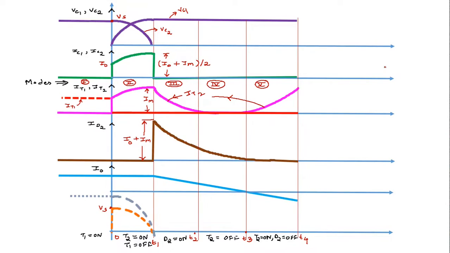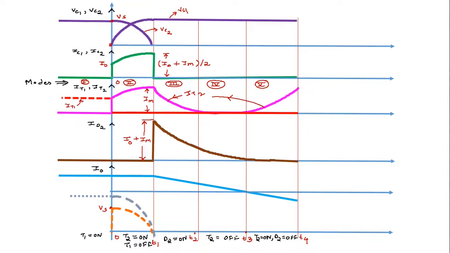Now we will understand the output waveform for the mode number 1 operation. So this mode number 1 operation will be studied before time t equal to 0. Before time t equal to 0, here we are seeing that the voltage across the capacitor C1 is equal to 0 before this t equal to 0 instant, and the voltage across the capacitor C2 will be equal to Vs here. The capacitor currents will be equal to 0 in the first mode of operation. IC1 is equal to IC2 is equal to 0.